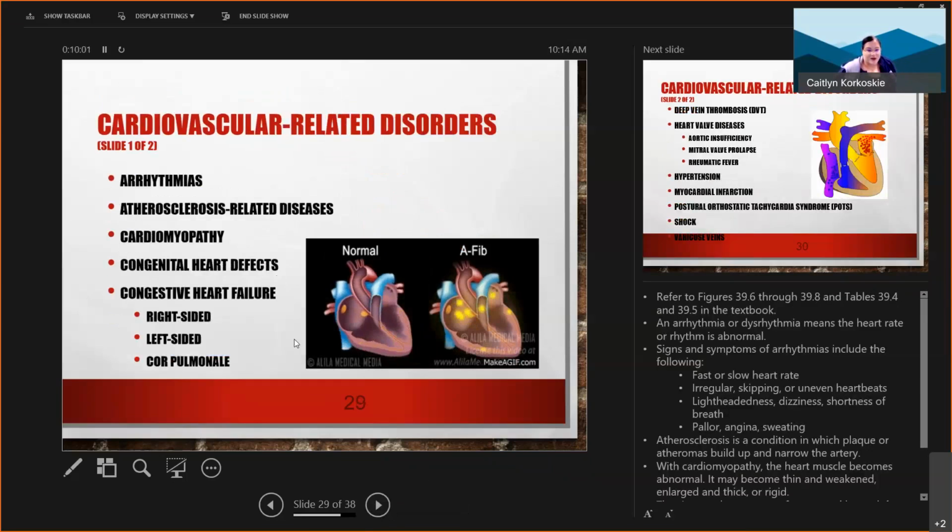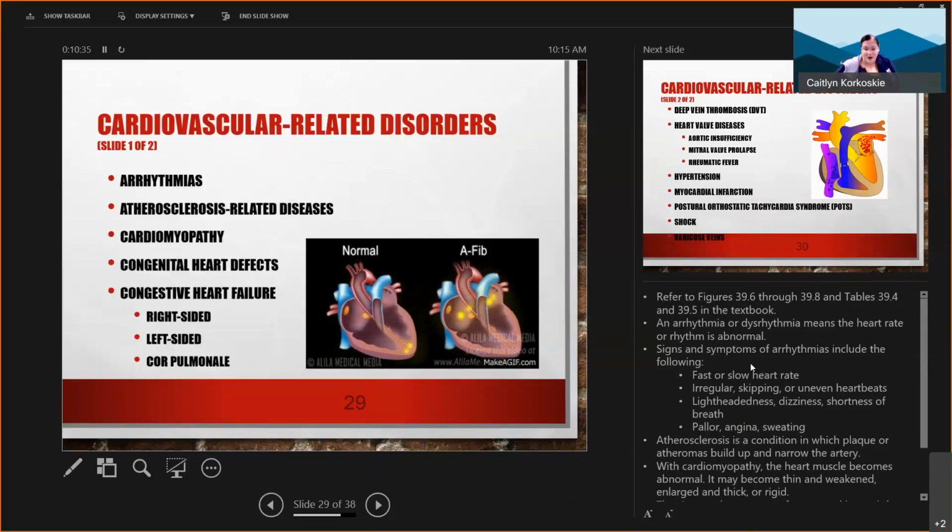Some other disorders related to your heart would be arrhythmias, an abnormal heartbeat. Palpitations are usually ones that are just acute, so they happen, they're not consistent, but arrhythmias are ones that are consistent. Then you could also have congenital heart defects and then heart failure. So you want to make sure to look at your figures 39.6, 8, 4, and 5 in your book.